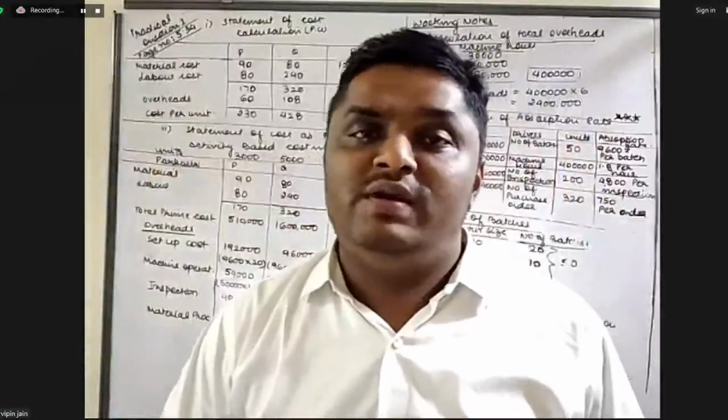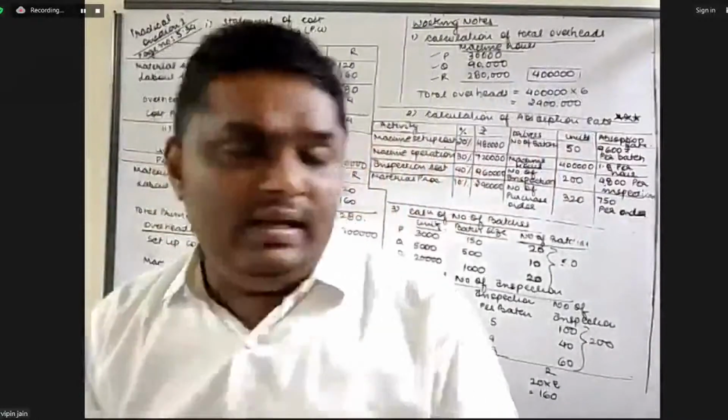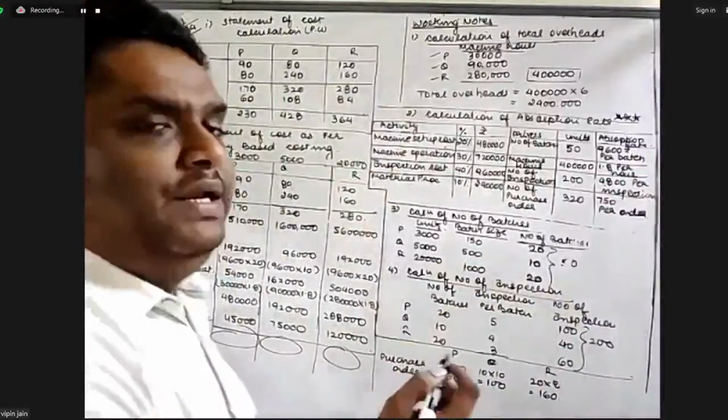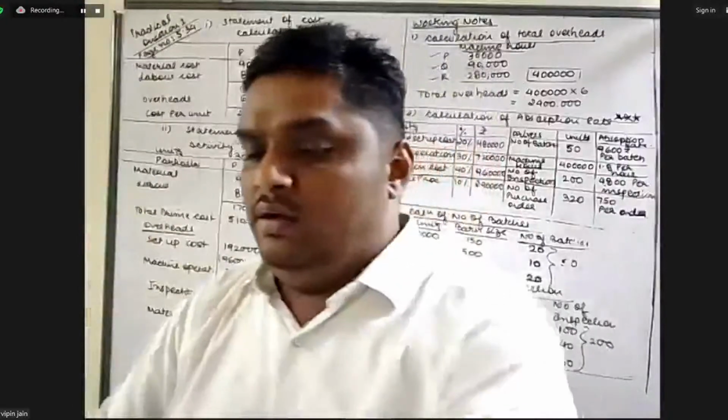And this is the way to solve the question. So I repeat again, guys, you can calculate the total amount and divide it by number of units. You will get the total cost per unit.